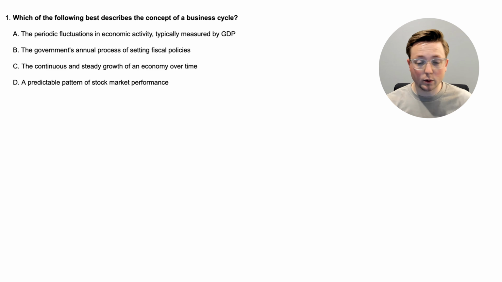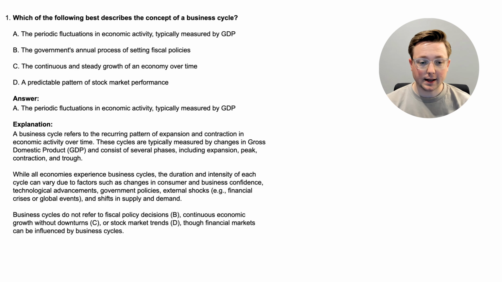Okay, so if you don't really know what a business cycle is, at the very beginning of the video, we talked about expansion, trough, things like that. But if you don't really know what that is, that's okay. We are using these questions to learn about business cycles and what goes into them so that you know them for the audit exam. So if you don't know the answer, that's okay. We're going to look at the answer right now to start learning about this. Okay, here we are at the answer A, the periodic fluctuations in economic activity typically measured by GDP.